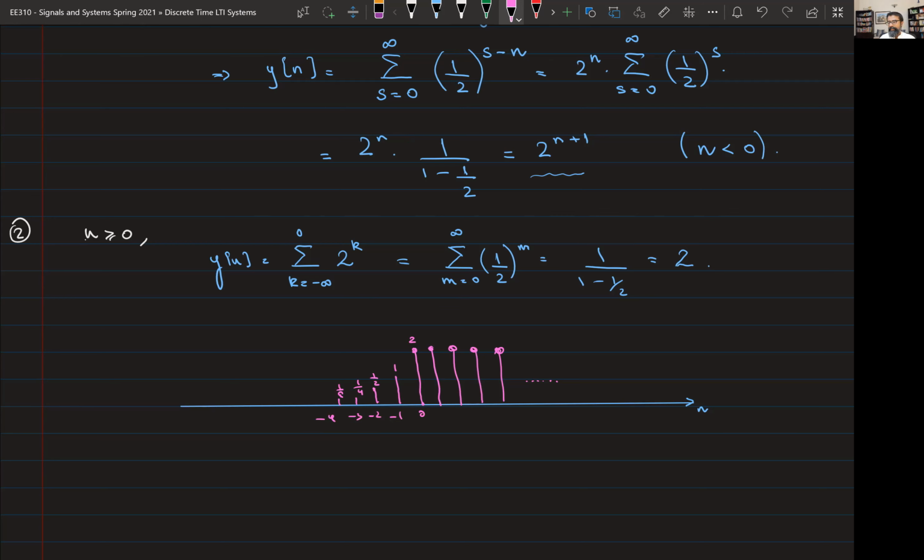And you can represent this nicely the following way. So y of n, you can also say, is 2 raised to power n plus 1 times u of minus n minus 1, plus 2 times u of n. That's another way to say this. Any questions?